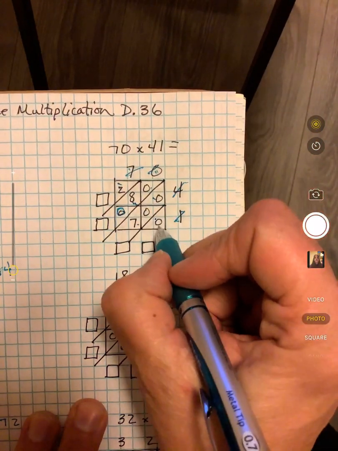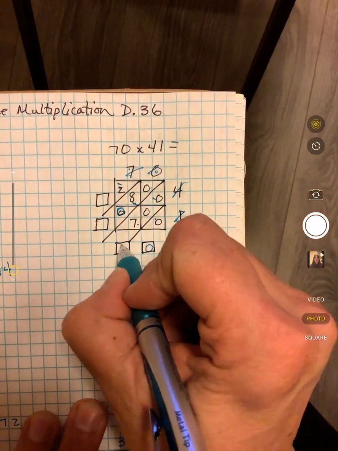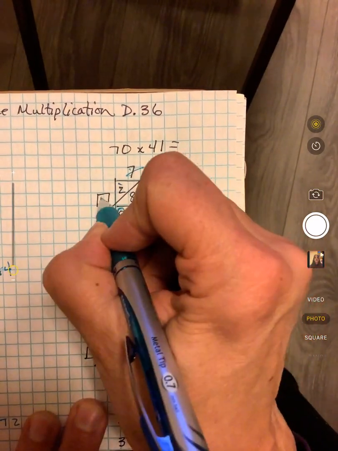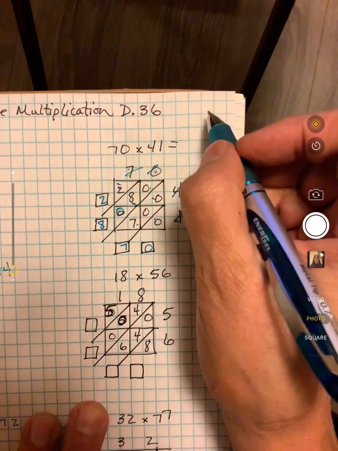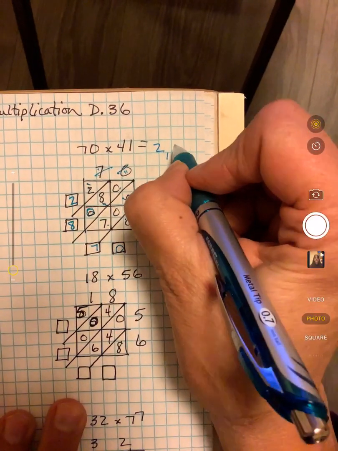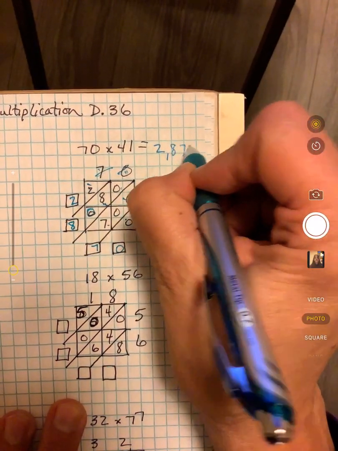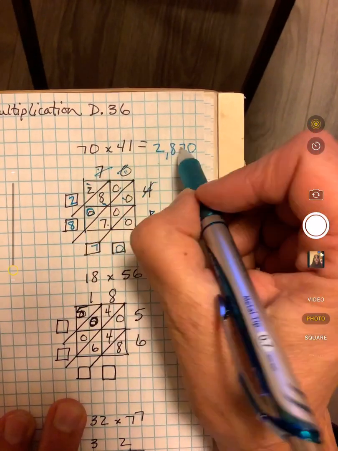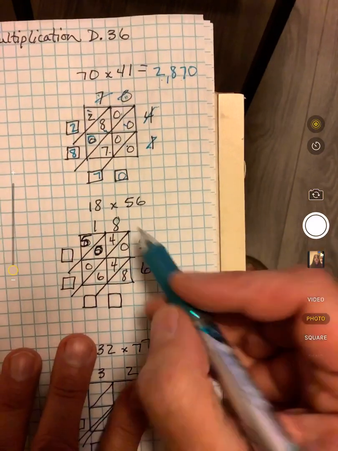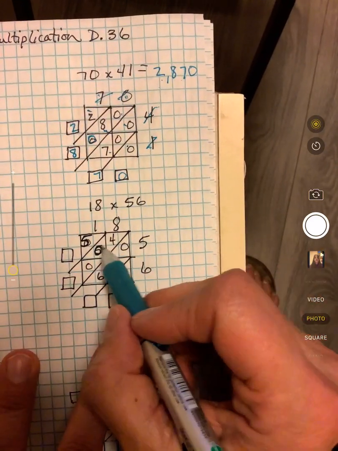Okay, 0, 7, 8, 2. Enter. On IXL, they'll just put the number up here for you, so you don't have to remember that. 70 times 41 is 2,870. Okay, this is the last one where they give us the numbers.